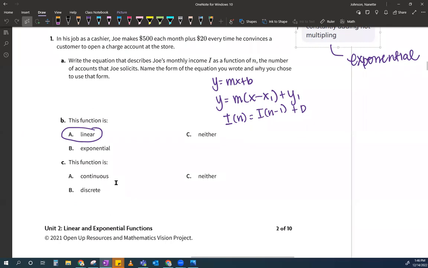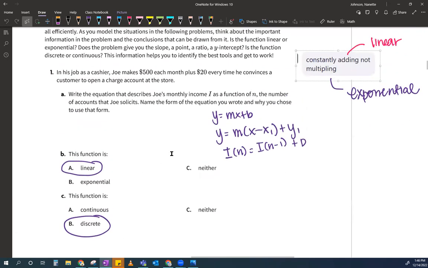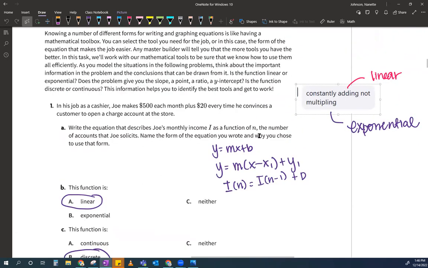What told you that it was discrete? Yeah, it's point by point. Like there's no in-betweeners, right? So if you say that n is the number of accounts, then it's not a loading bar. Good job.